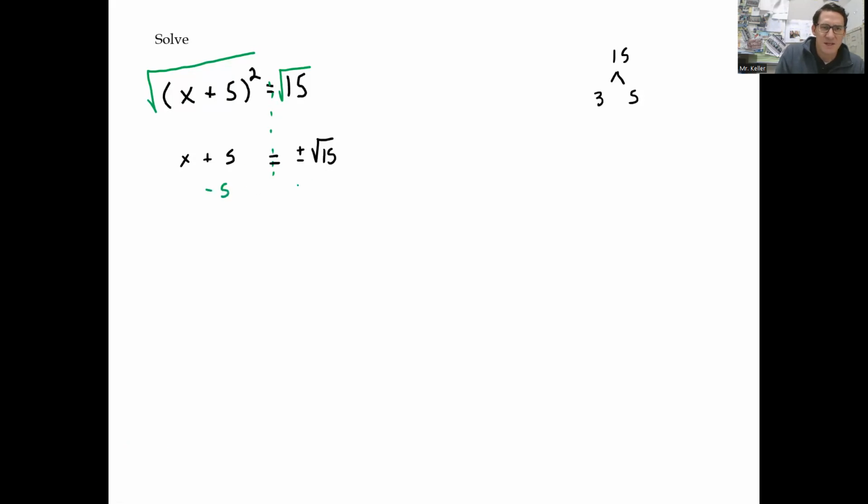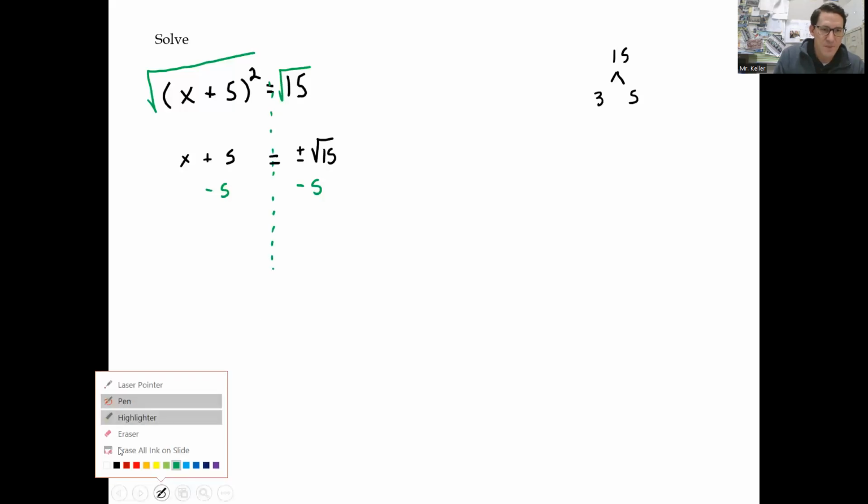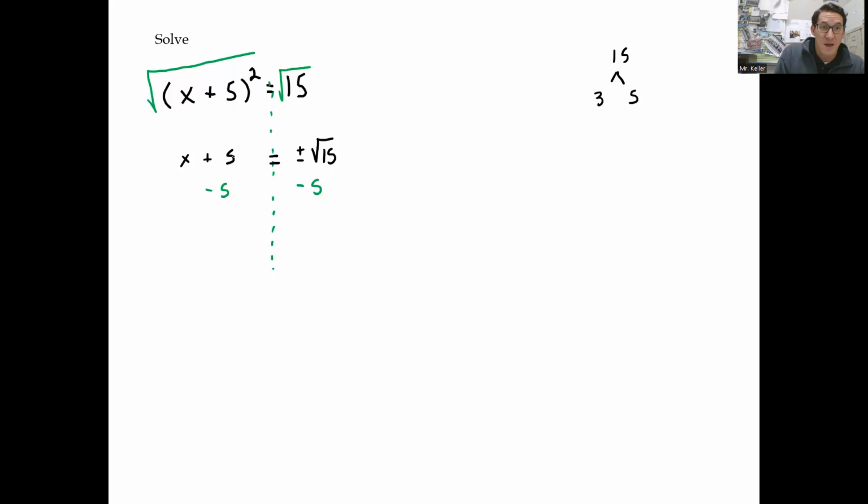So what I'm going to do next is subtract 5 from both sides. The plus 5 and minus 5 cancel out. So I'm left with x is equal to, put the negative 5 first, negative 5 plus or minus root 15. And that's it. We can just leave it like that.